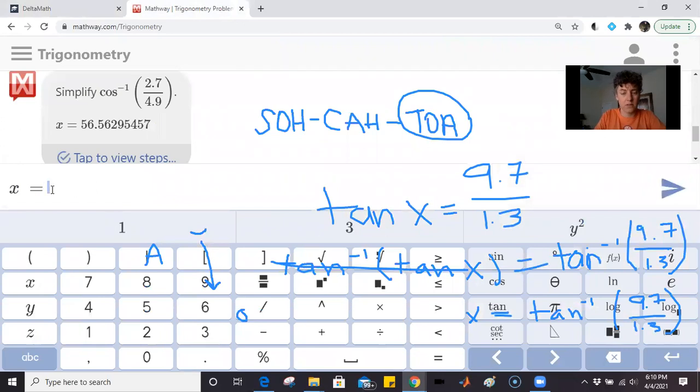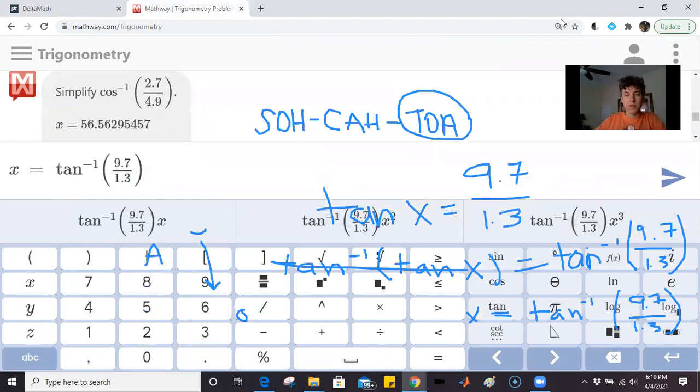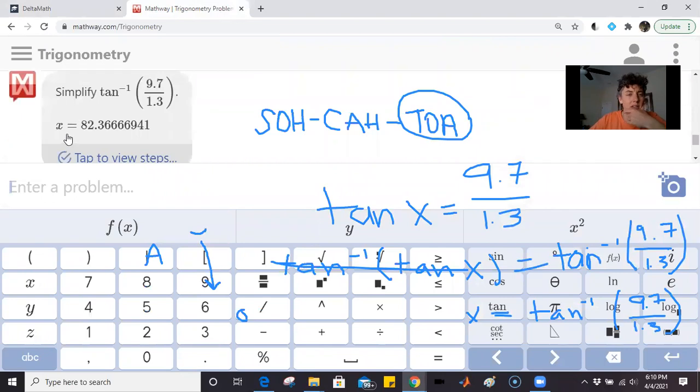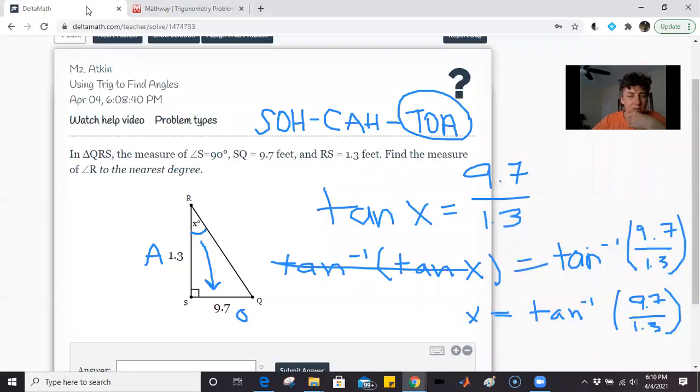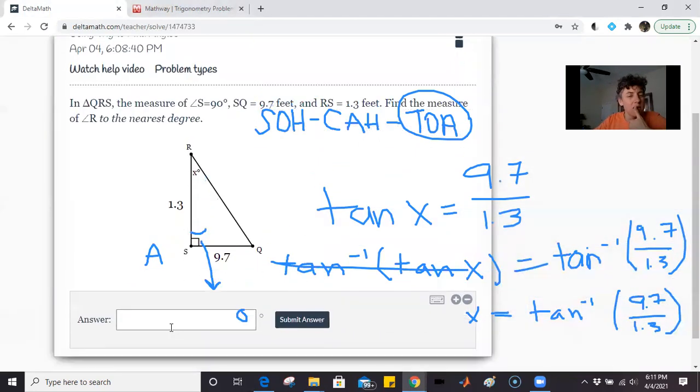X is equal to tangent inverse of 9.7 over 1.3. What's it say? 82.36. This said the nearest what? Nearest degree. So we would just want 82 because 3 is less than 5. So we round that down to 82 degrees. 82 degrees is going to be our answer here.